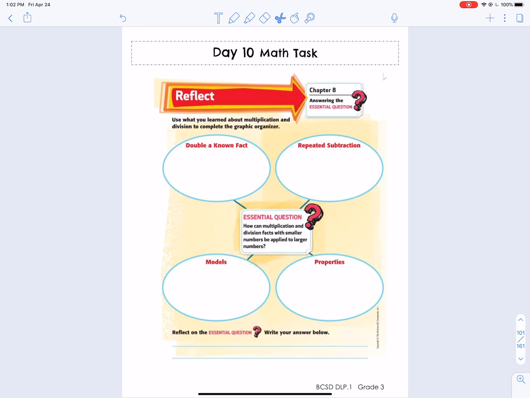Okay, it says, use what you learned about multiplication and division to complete the graphic organizer. And we're going to be answering the essential question today. Let's go ahead and read what the essential question is. It says, how can multiplication and division facts with smaller numbers be applied to larger numbers? So all of these bubbles that are around the essential question have something to do with that. I suggest that we complete that before we try to tackle answering the essential question, and that might give us some ideas on how we can answer that later.